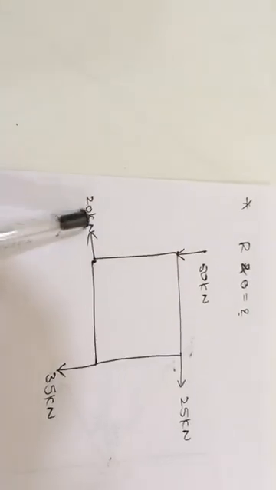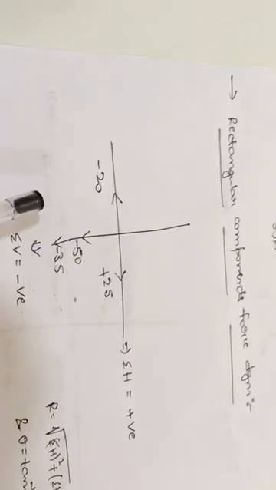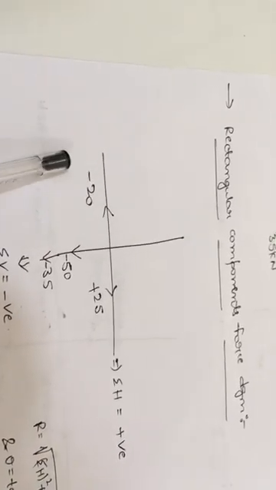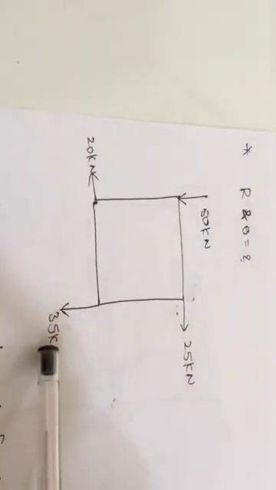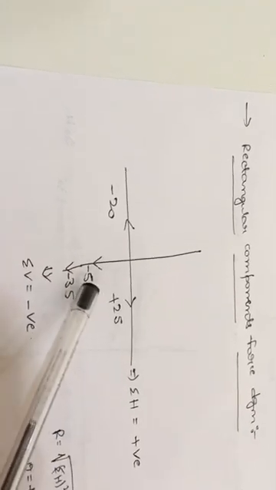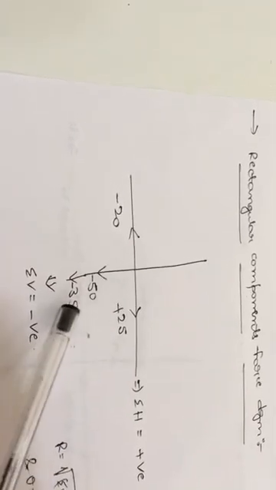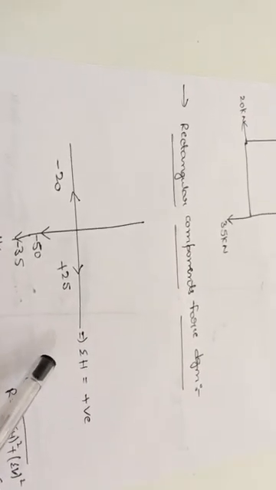Next, here 20 kilonewton is directing towards the negative x-axis. So in the rectangular components force diagram, towards the negative x-axis you will get the minus 20 value. Next, in the given diagram 50 kilonewton and 35 kilonewton are directing towards the negative y-axis. So in the rectangular components force diagram, in the downward direction towards the negative y-axis you will get minus 50 and minus 35. This diagram is nothing but a rectangular components force diagram.